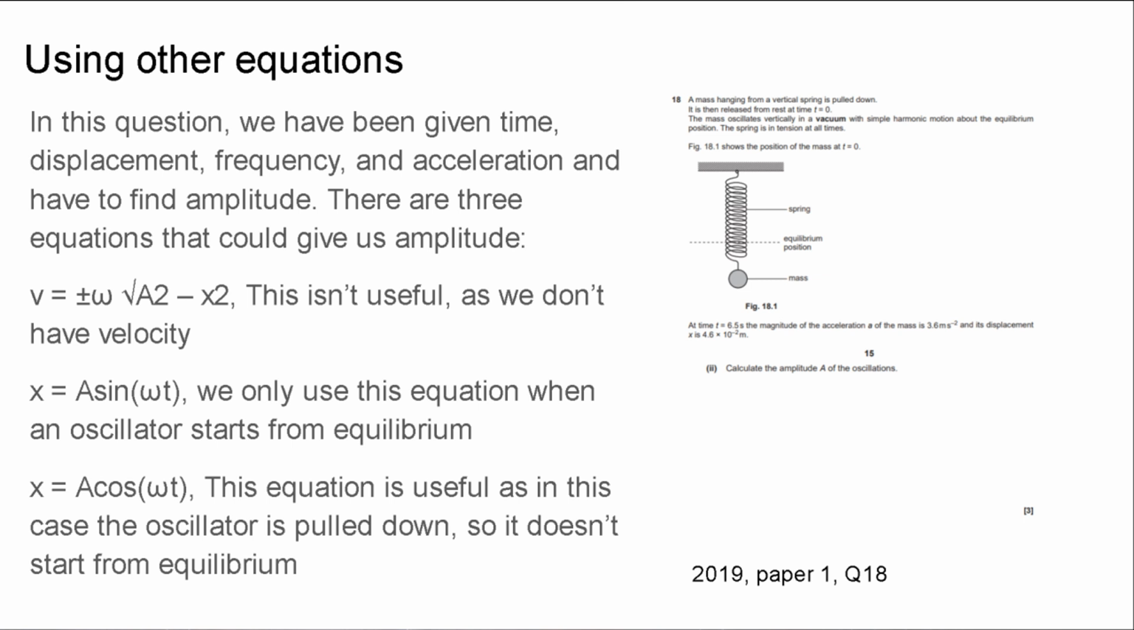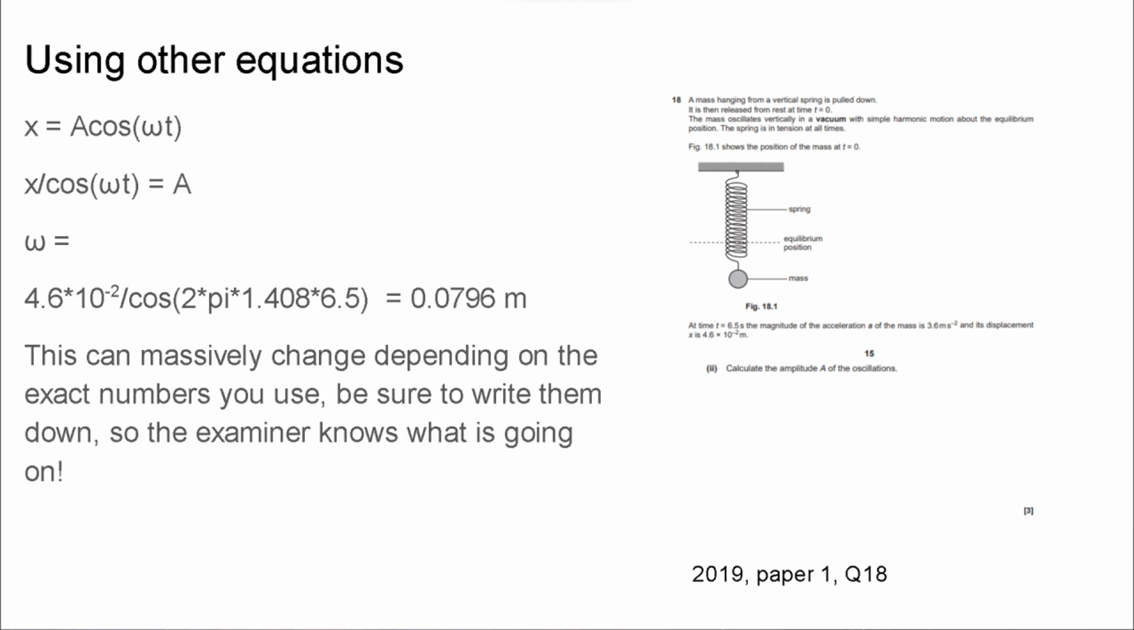And in order to use that equation, we would put in x equals a cos omega t. We'd then rearrange so that a is on its own, so it's x over cos omega t. And as before, omega equals 2 pi f. Since we already know f, it's easier to use that to get the value of omega rather than using the time period. And once we put all those numbers in, we get 0.0796 meters.